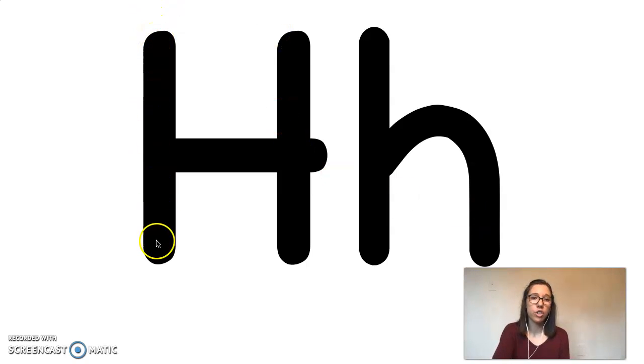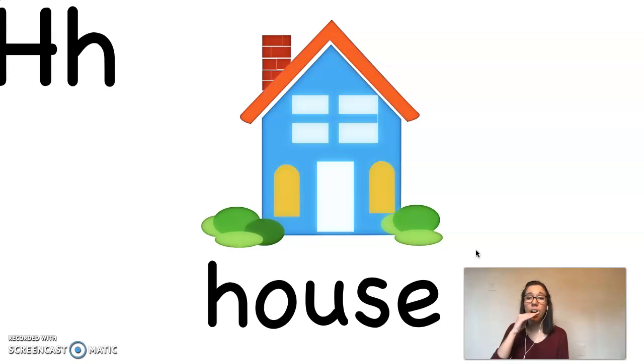Capital H has two big, strong, straight lines down, and then one that crosses in the middle. Lowercase h has one straight line down, and then it comes back up for a curve. H says h, as in house. You can feel the air leaving your mouth if you say the letter h, because there's no sound, it's just the air moving. H is house.